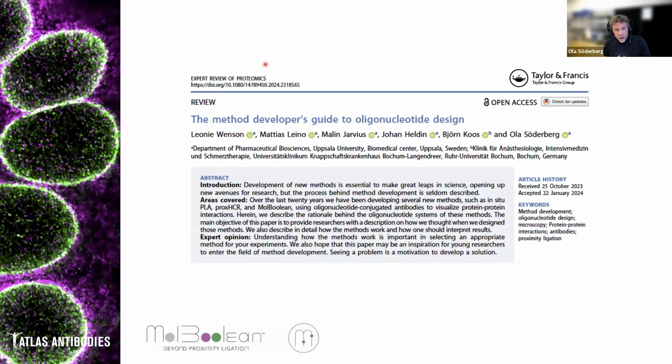If you're interested in how we think about this oligonucleotide design and method development, we wrote a review trying to describe the thought process behind the method development we do in the group.